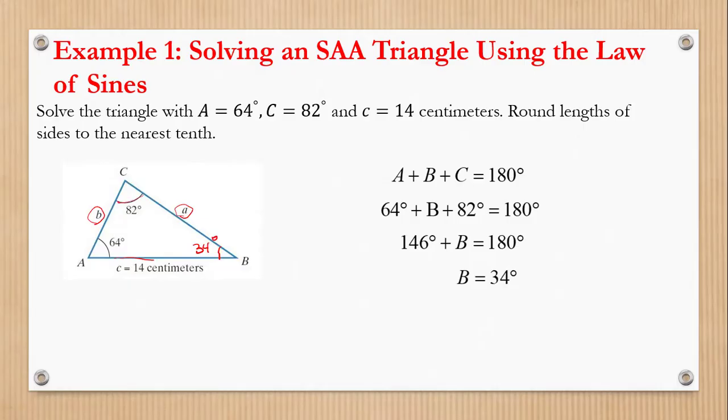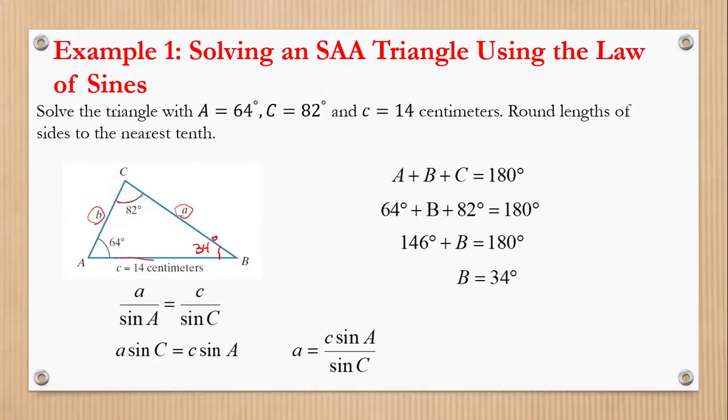To find side A, you are going to set it equal to A over sine A, and to find side B, you are going to set that fraction equal to B over sine B, because all the angles are given to you right now, and you just need to find the sine. The first fraction I'm going to use is the law of sines for these two angles and sides. For sure, you need to use C over sine C, because side C is the only side that's given to you.